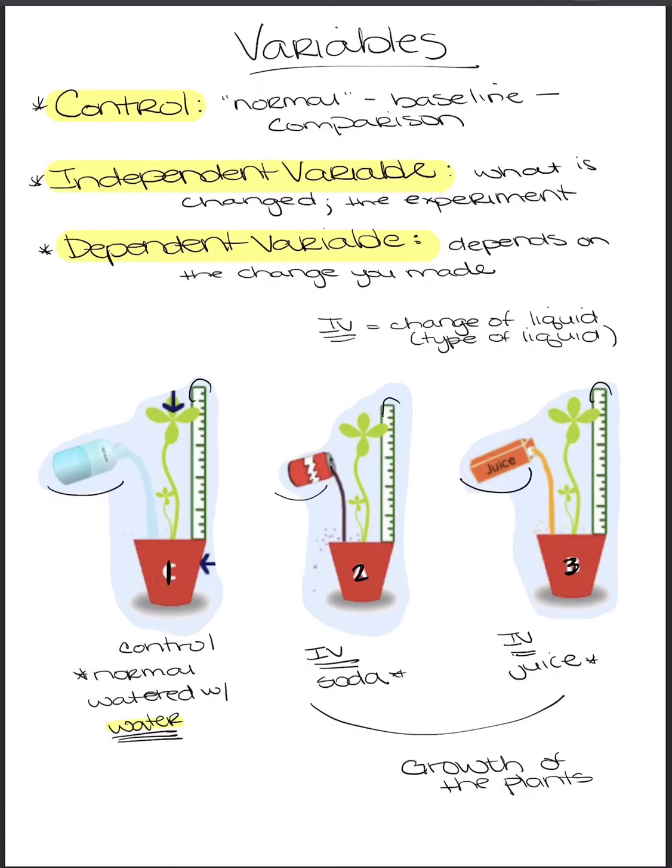So my control, everything that's normal, the liquid, is water. My independent variables are going to be the type of liquid that I use in this experiment, the soda and the juice. And what depends on the water, the soda, or the juice, my dependent variable, is going to be the growth of the plant, or how high the plant grows. So if you have any questions about variables, please let me know. Thanks.